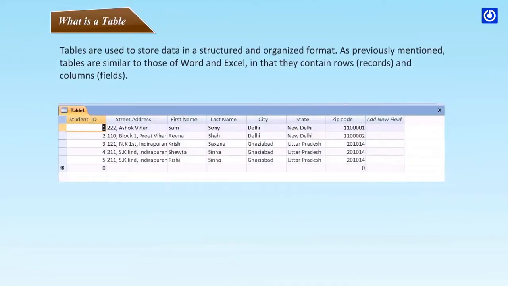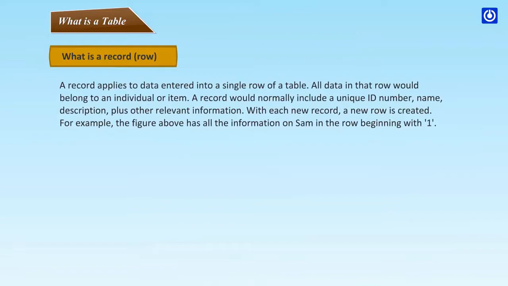What is a table? Tables are used to store data in a structured and organized format. As previously mentioned, tables are similar to those of Word and Excel, in that they contain rows (records) and columns (fields). What is a record or row? A record applies to data entered into a single row of a table. All data in that row would belong to an individual or item.